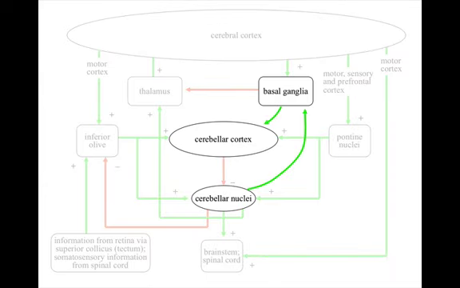And there are some links between the paths. The cerebellar nuclei target neurons in the striatum of the basal ganglia, and the subthalamic nucleus in the basal ganglia targets the cerebellar cortex.